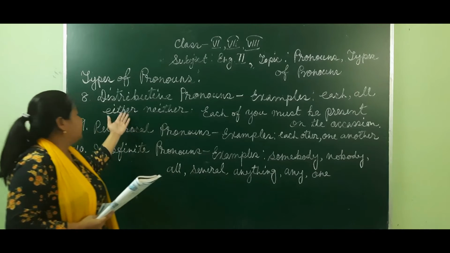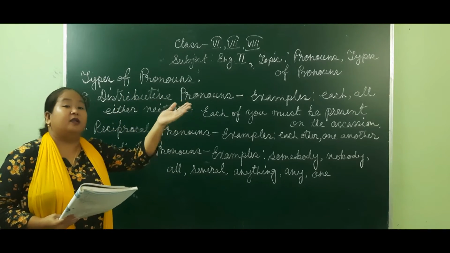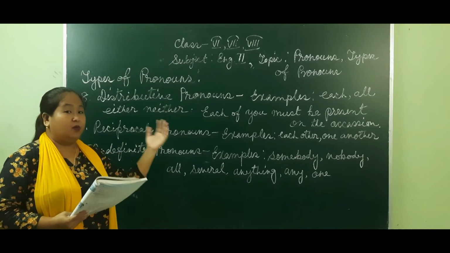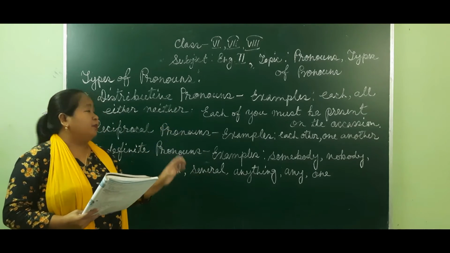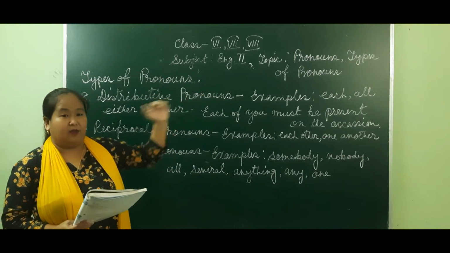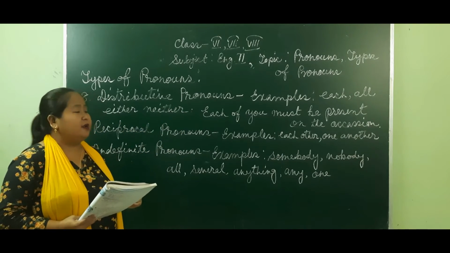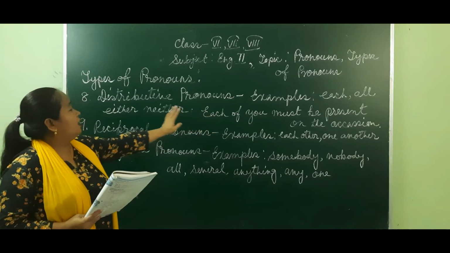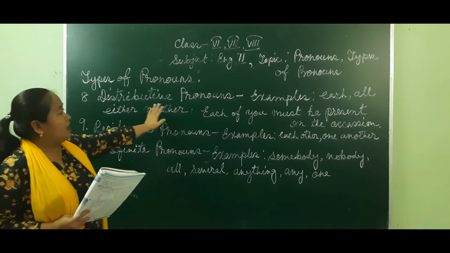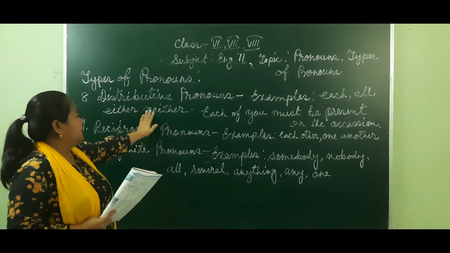Either of you, you or the other one. Either of you can come, you or the other one. It is asking both of you at one time. Neither of you, not you, not the other one. Neither of you can come. So these are the examples of distributive pronouns: each, all, either, neither.